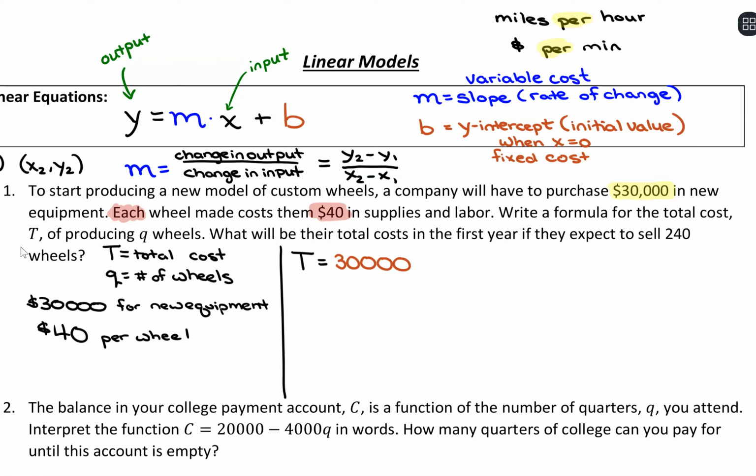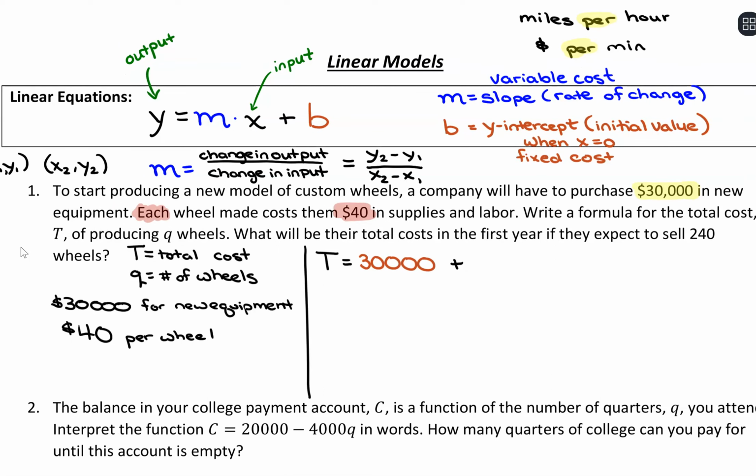So we'd pay that $30,000, and then we're going to add on this variable cost, this $40 per wheel. Now, if we think about how this is going to behave, if we produce one wheel, we need to add on a cost of $40. If we produce two wheels, we would need to add on a cost of $80. Three wheels, $120. So as we increase the number of wheels that we're producing, that variable cost is changing. So it's depending on what we have for Q here.